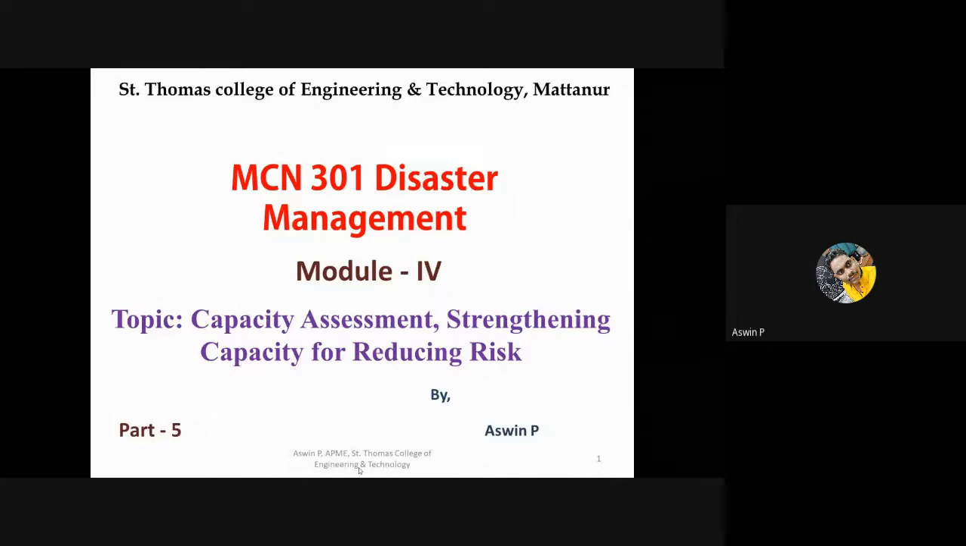Okay, now we will start the class on capacity assessment, strengthening capacity for reducing risk. We are already discussing the fourth module of the subject, disaster management. In the previous class we discussed capacity building and the non-structural and structural measures of capacity building. So now we are going to discuss its assessment.